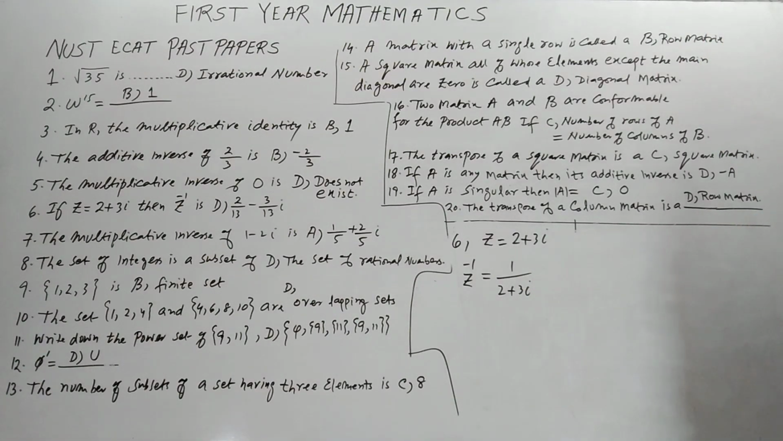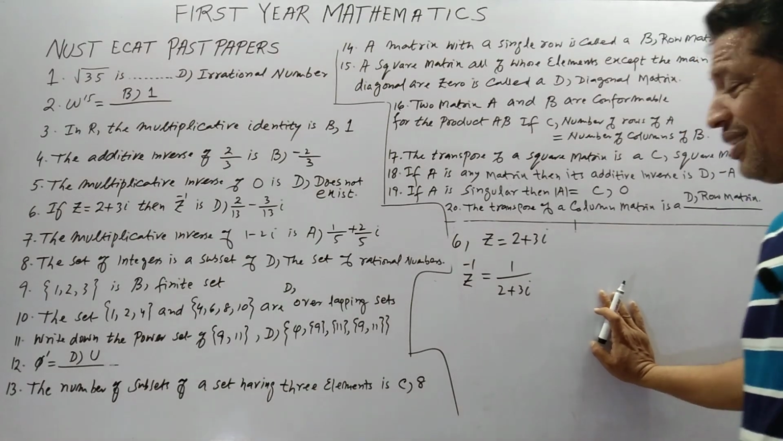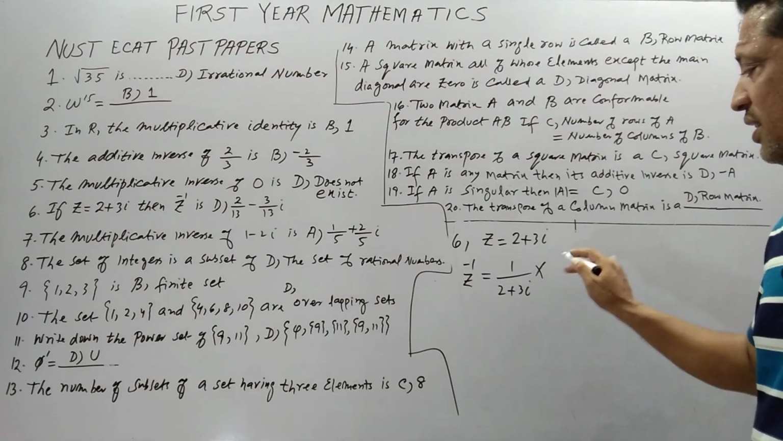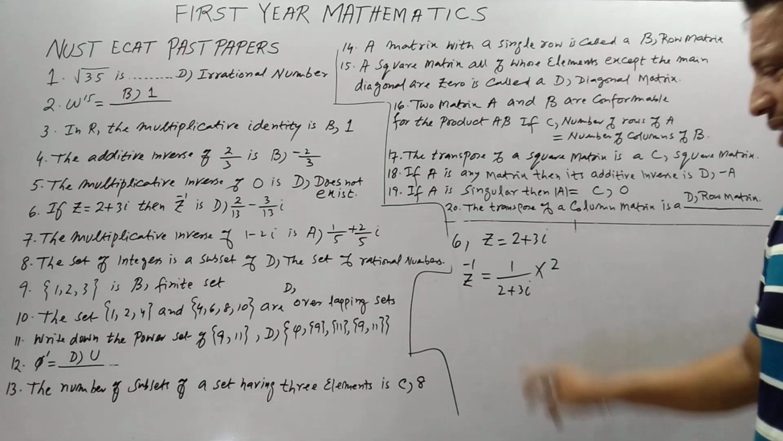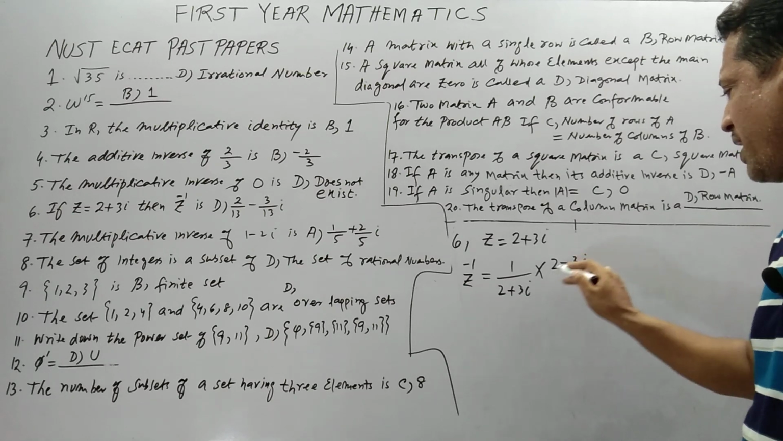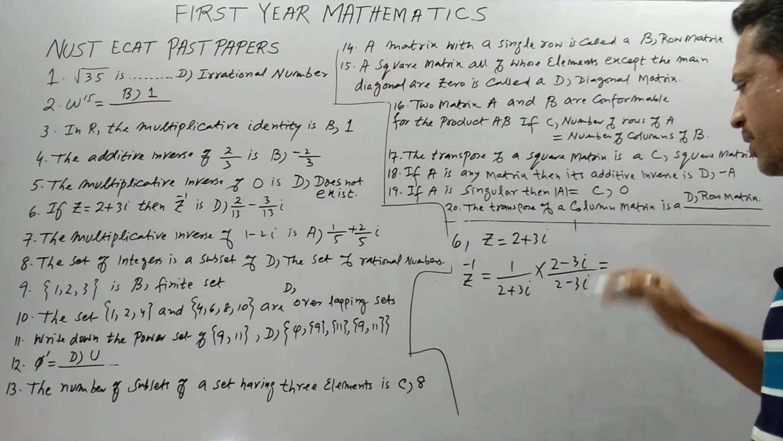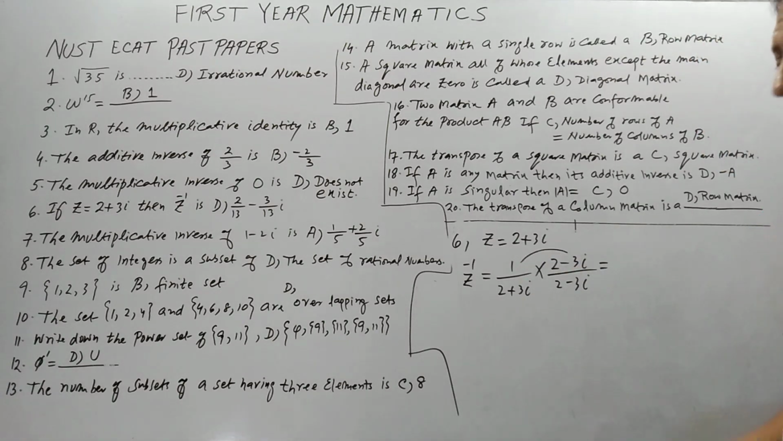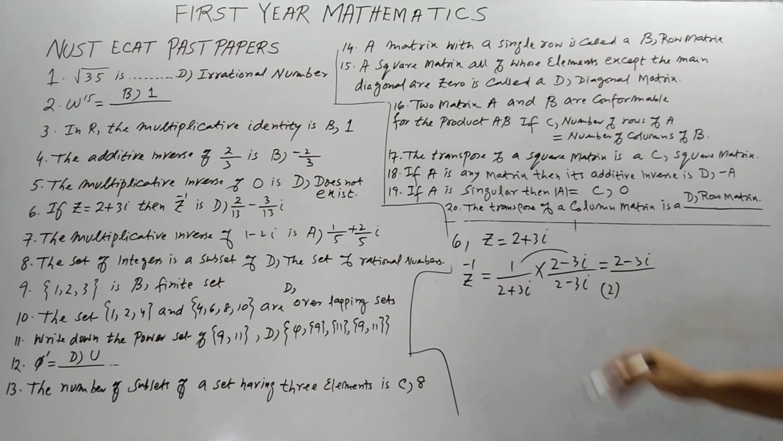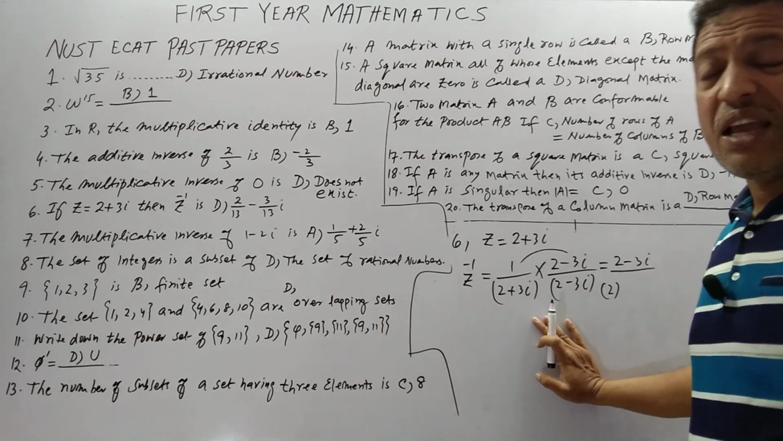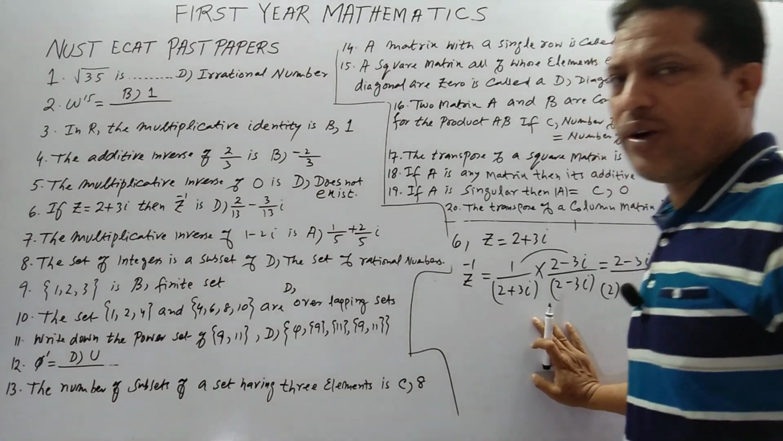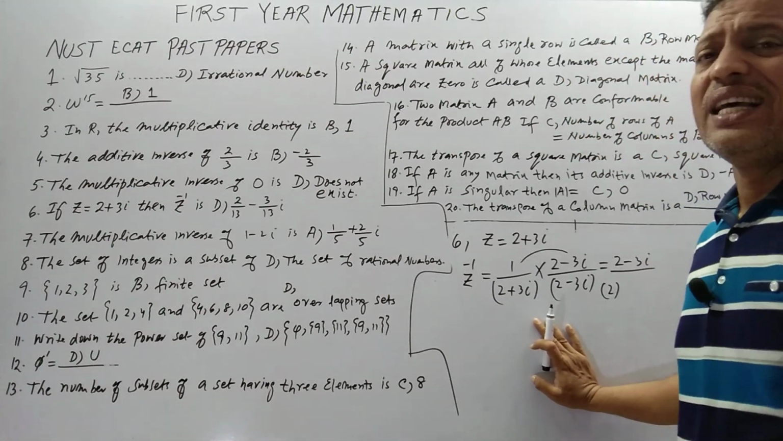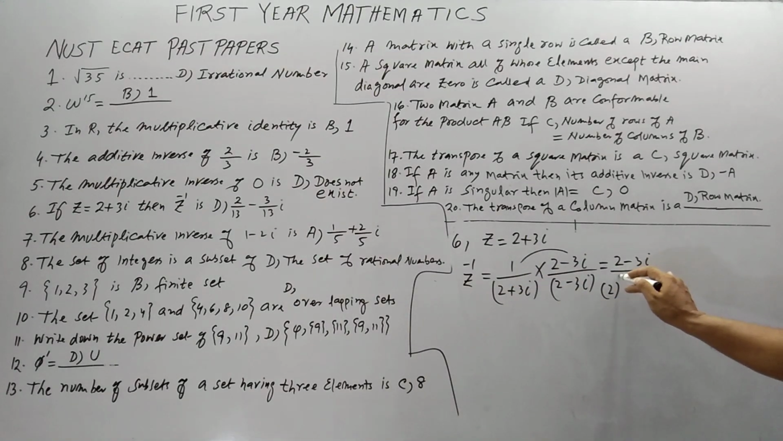Now rationalize the denominator. How to rationalize? Just multiply and divide by the opposite sign of the complex number. This is 2 plus 3 iota, so this should be 2 minus 3 iota, and this should be 2 minus 3 iota. Multiply numerator by numerator, 2 minus 3 iota. Denominator by denominator, this is a plus b, this is a minus b, so we apply the direct formula (a plus b)(a minus b) equals a square minus b square. First value squared minus second value squared. So first value is 2 square minus second value, 3 iota square.